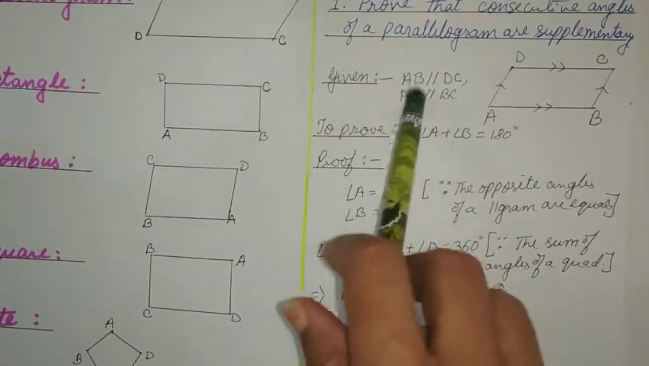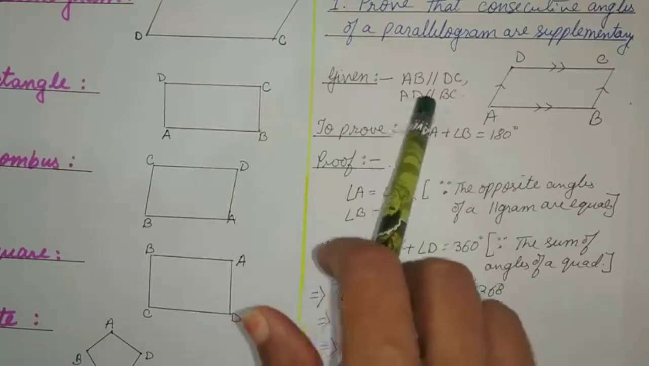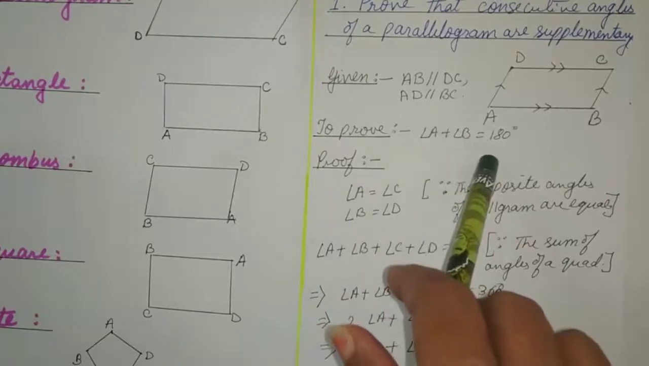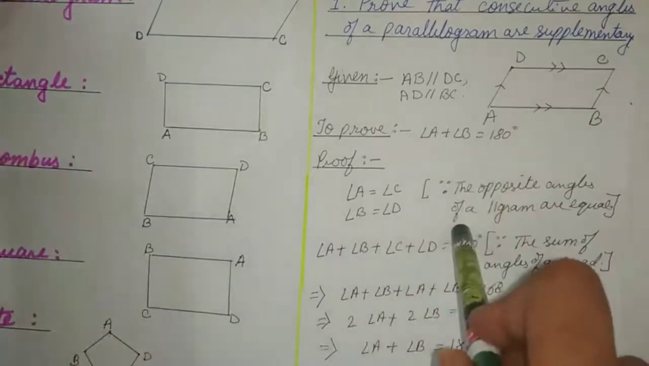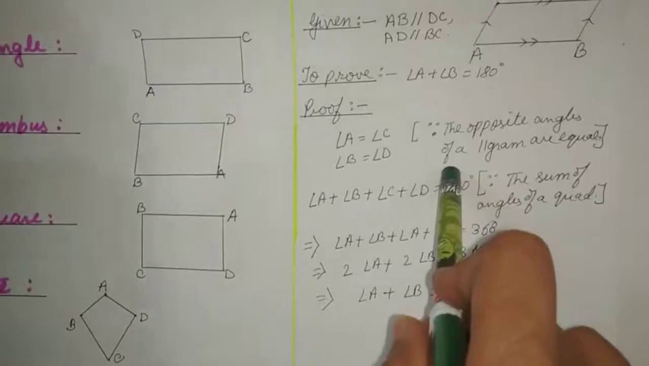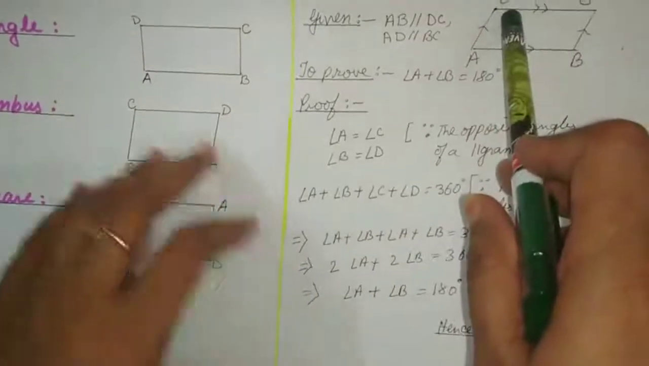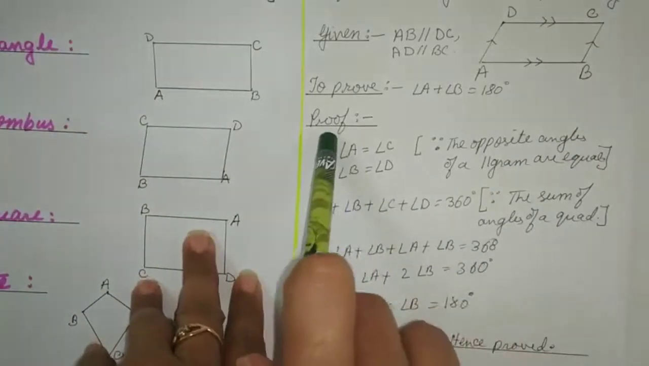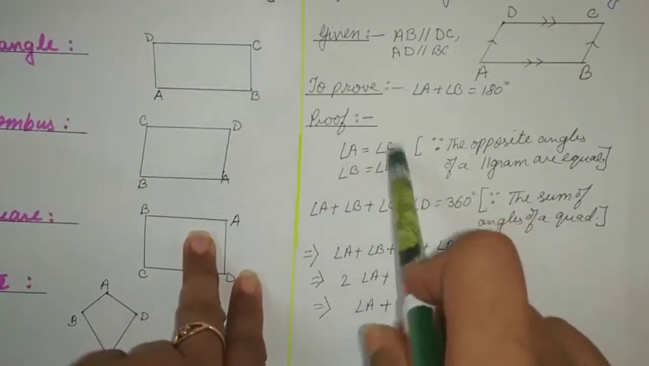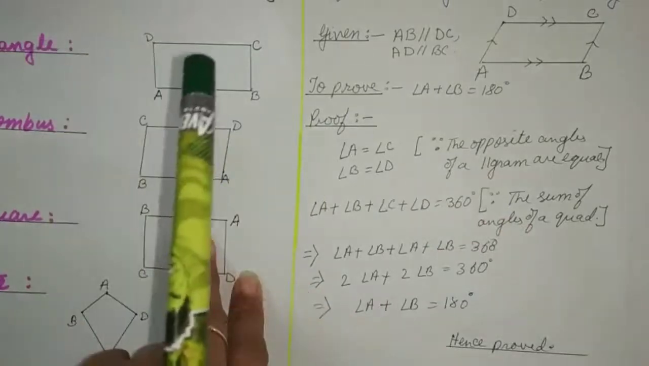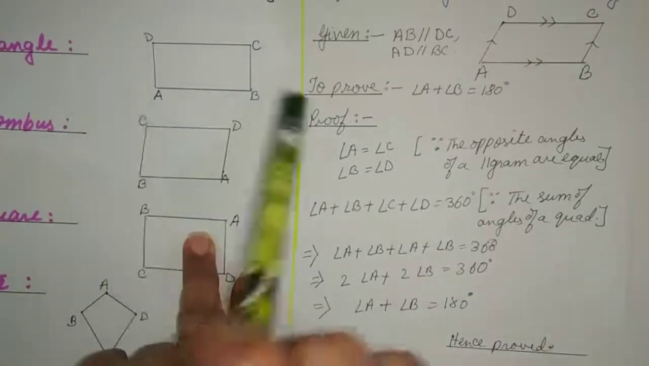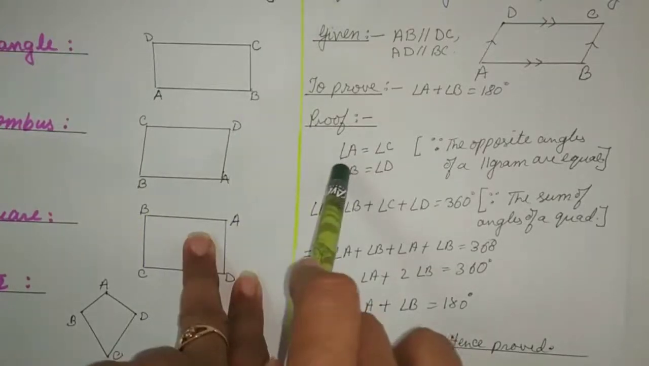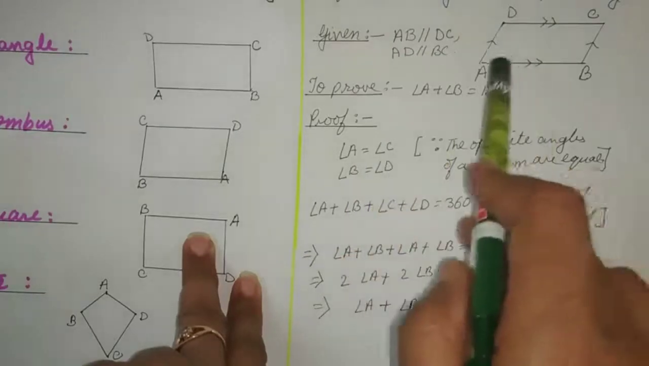So given AB is parallel to DC, AD is parallel to BC, to prove angle A plus angle B is 180 degrees. How to go by it? When you begin the proof, when you begin your work, your topic should be proof. Angle A is equal to angle C. We just now studied in a parallelogram the properties saying that the opposite sides are equal and the opposite angles are equal. So angle A is equal to angle C, A and C.